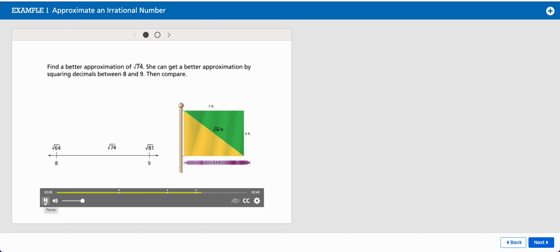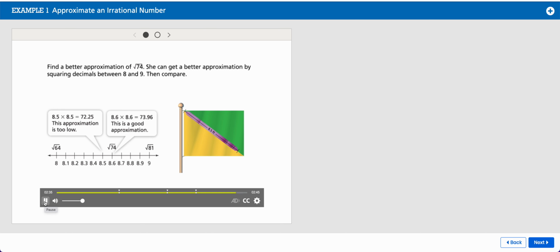Darcy needs a better approximation of the square root of 74. She can get a better approximation by squaring decimals between 8 and 9, then comparing them. Darcy squares 8 and 5/10 and gets 72 and 25/100. That's too low, so she squares 8 and 6/10, which is 73 and 96/100. That's really close to 74. Darcy is disappointed because the length of the diagonal, the square root of 74, is about 8 and 6/10 feet. She doesn't have enough ribbon.